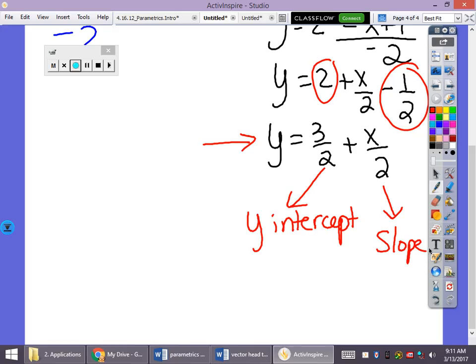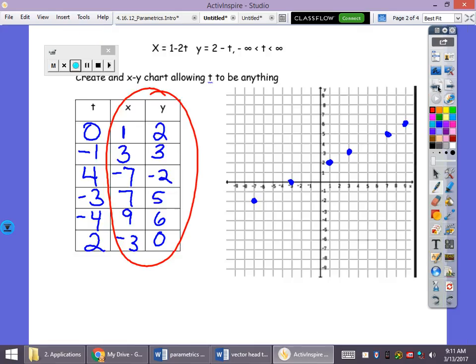So, I have a y-intercept of 3 halves and a slope of 1 half. Do you agree with that? Okay, so let's go back to our problem. When I connect the dots, where's my y-intercept? 1.5. And my dots go up 1 over 2, up 1 over 2. So I was able to condense it to create a single graph.